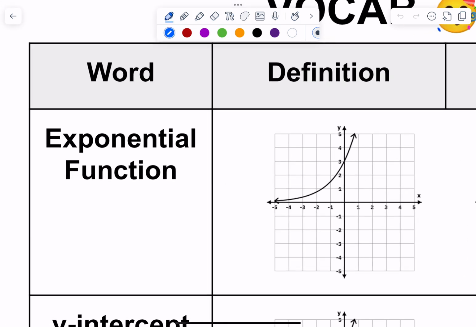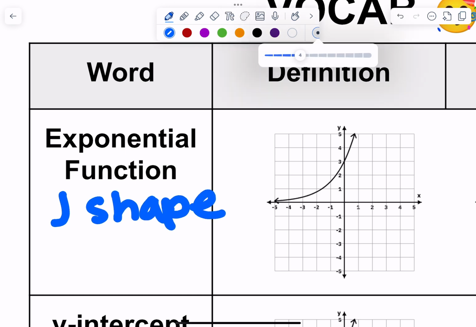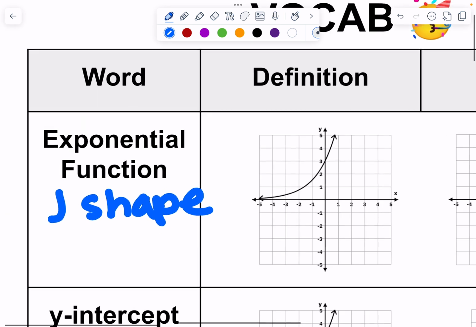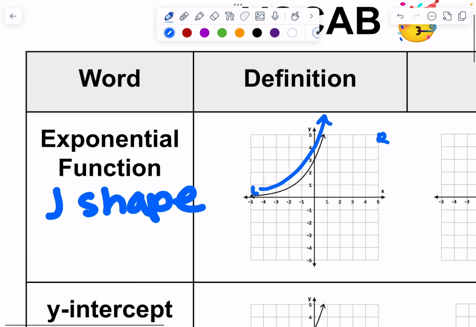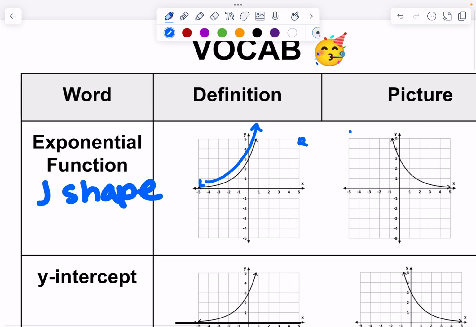Exponential function is going to be a J shape. So it's like half of a U. Here, we always start with the left side and go to the right side. If we start from the left, we are going up. This is going to be an increasing J, an exponential J, going up. If we start from the left and go to the right, we start here and go down, decreasing.